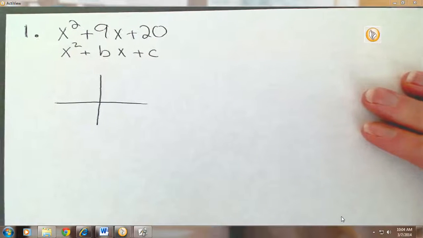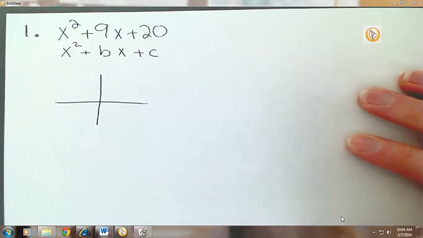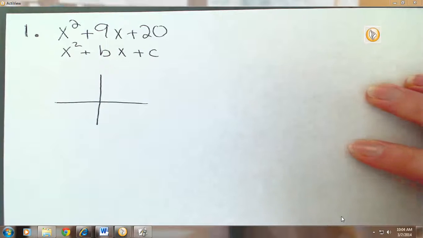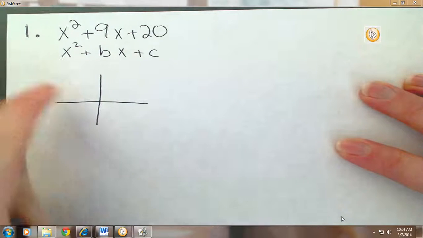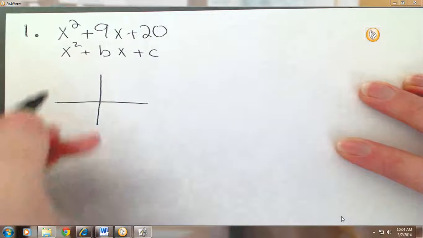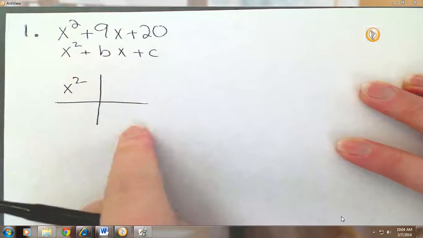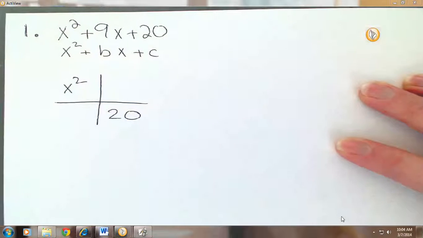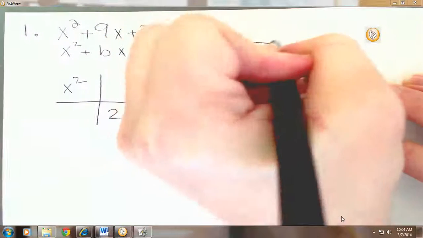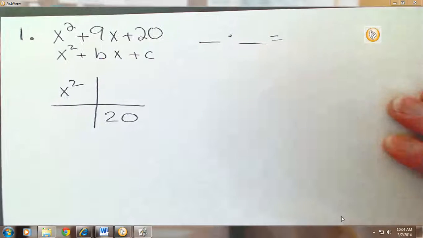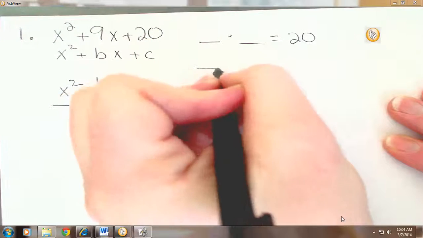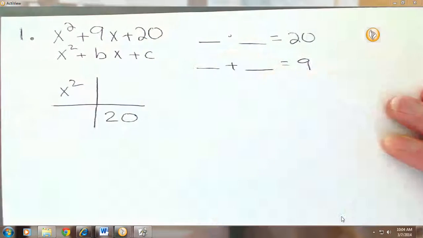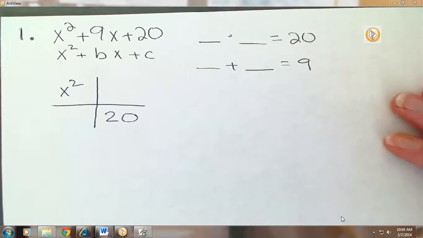What would we put in the top left-hand corner? Evan? What would we put in the top left-hand corner? Aubrey, you turn around, please. What are we going to put in the top left-hand corner of our box? Thank you. X squared. What are we going to put in the bottom right-hand corner, Kelby? 20. So we're looking for two numbers that multiply to what? 20. And those same two numbers that add to positive 9. What are those numbers? 5 and 4.